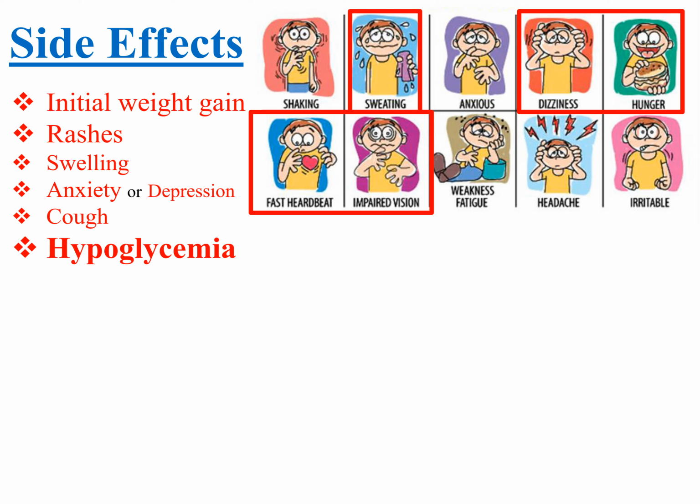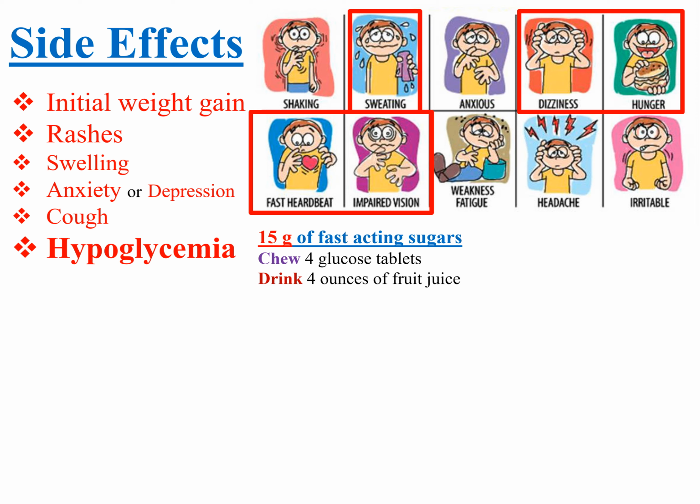Now, if the patient has these symptoms of hypoglycemia, he is supposed to follow what we call the rule of 15. So what is the rule of 15? He will consume 15 grams of fast-acting sugar. It might come from one of these sources: he might chew 4 glucose tablets, or drink 4 ounces of fruit juice, or drink 4 ounces of regular soda, not the diet one, okay, or he might chew 4 pieces of hard candy.